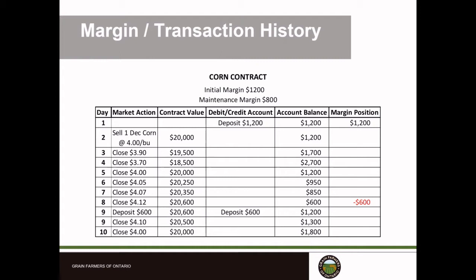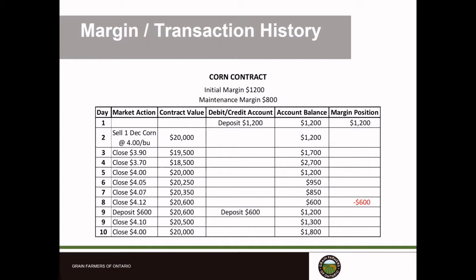$1,200 of that is from what he put in. The other $1,500 is what we call paper profit. Okay. Day number 4, oops, corn bounces right back to $4. At the close of the day, I get my statement. It shows the value of the contract today for me to buy it back is now $20,000. So if I go to the right side, I can see there's no paper profit anymore.